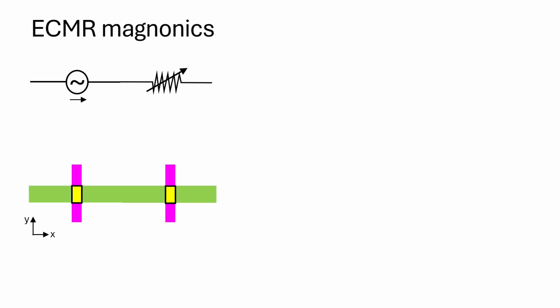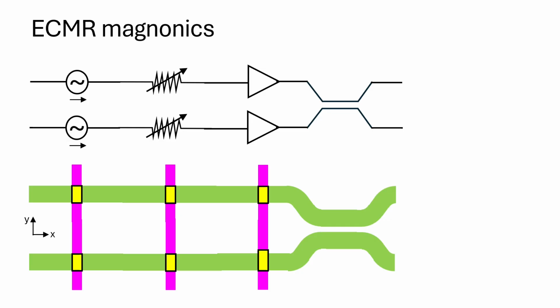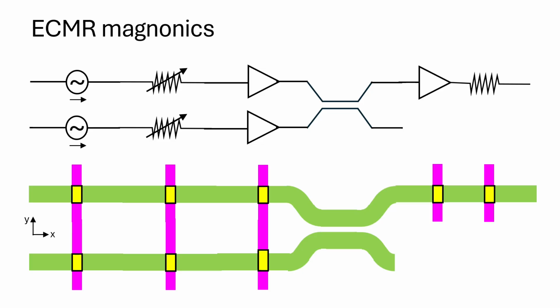Now, we have the signal generator which emits spin waves. We have the variable attenuator to control the amplitude of the spin wave signal. We have the amplifier to restore the amplitude of the attenuated spin waves. We then have the directional coupler to exchange spin wave information with another branch of the magnonic waveguide. Lastly, we have the neuron to provide the nonlinear transfer characteristic that is necessary for computation or neuromorphic behavior. Are we ready to construct our ECMR magnonic circuitry? Unfortunately, not quite yet.